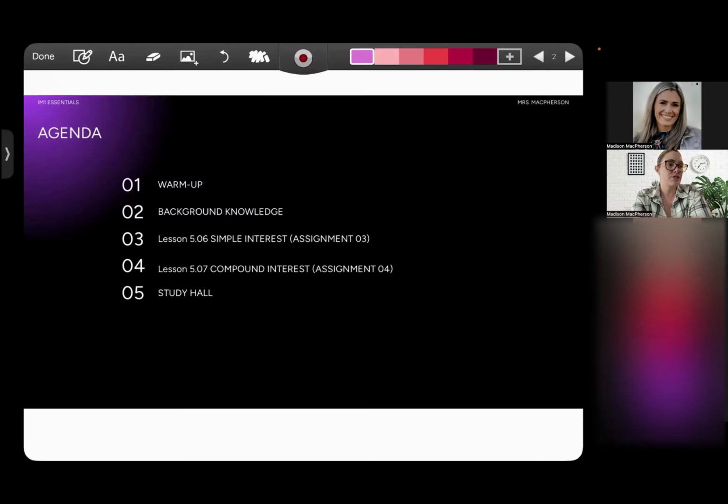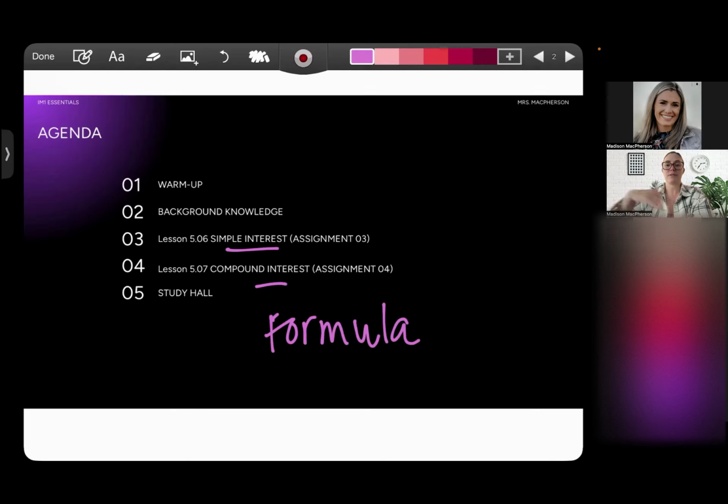So before we do the assignments for the week, we are going to talk a little bit about those two ideas and what they mean and get into the formulas. Both of these topics have a formula, which means there's an equation with just letters in it, and then you have to plug numbers in for those letters. And then, as always, we will have study hall at the end.